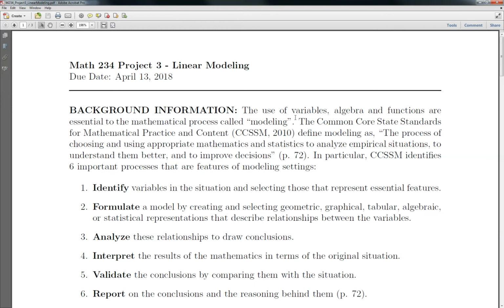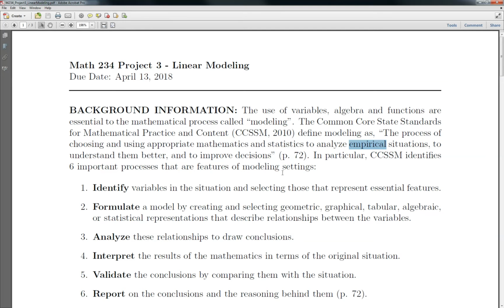So the background information is that the use of variables, algebra, and functions are essential to the mathematical process we call modeling. The Common Core state standards for math practices and content define modeling as the process of choosing and using appropriate mathematics and statistics to analyze empirical situations to understand them better and improve decisions. One thing you should make sure you understand, empirical is somewhat of a fancy word for real world. So we're talking about real world situations, ones that we can find in the real world.